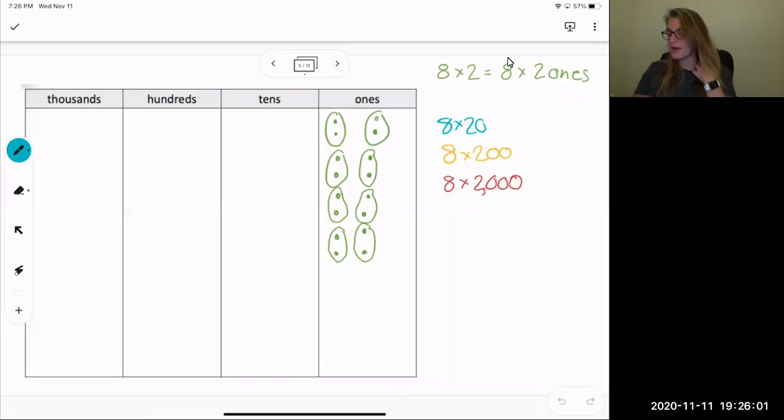Okay, let's try another one. Here I've represented 8 times 2, or 8 times 2 1s. So what I want you to do on your place value chart is I want you to represent the next 3 questions. I want you to represent 8 times 20, 8 times 200, and 8 times 2,000.